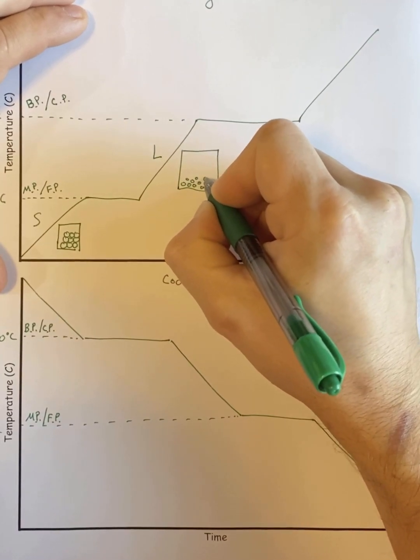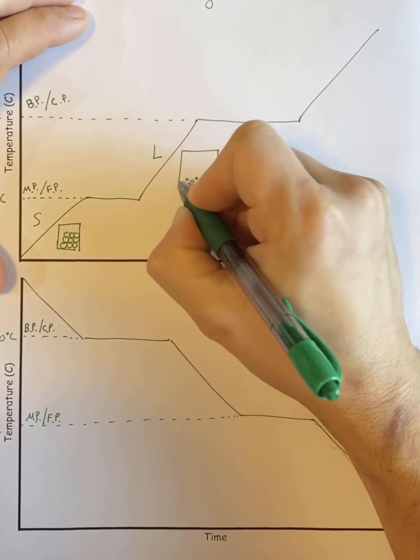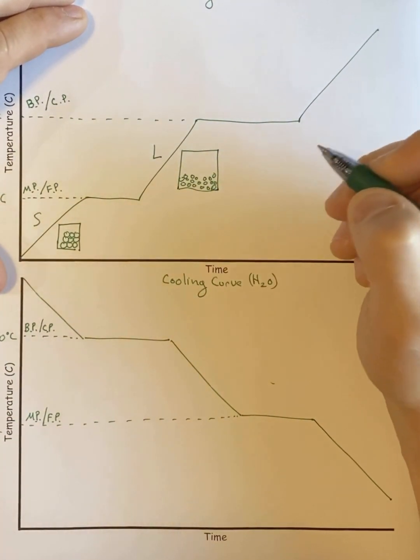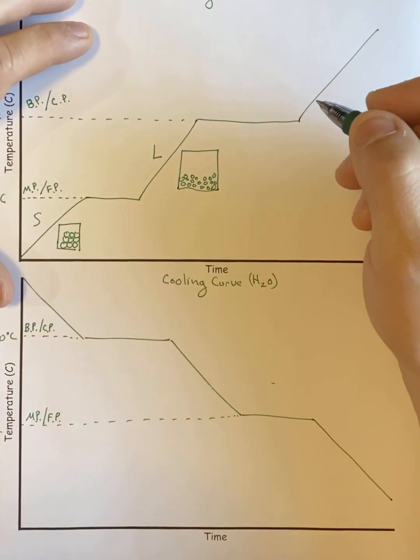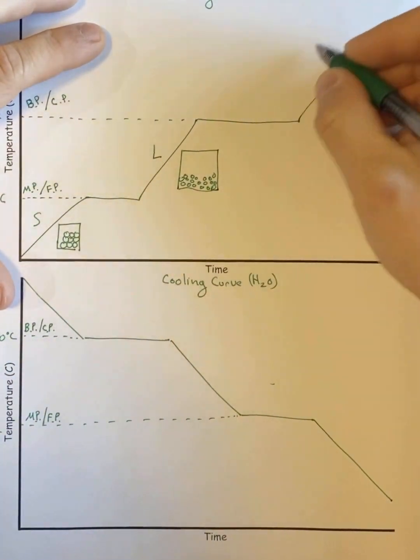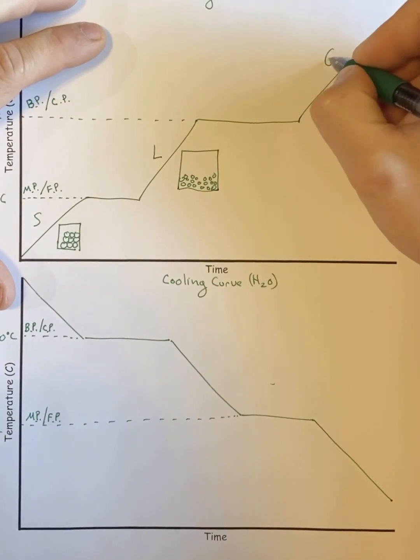Now for the liquid, I just randomly put a bunch of circles to represent my water molecules, and I like to only fill the box about halfway. And we try to keep them relatively close together. If you filled it the whole way, it wouldn't necessarily be wrong as long as it's not in a repeating pattern. And then when you're above the boiling point, you're a gas.